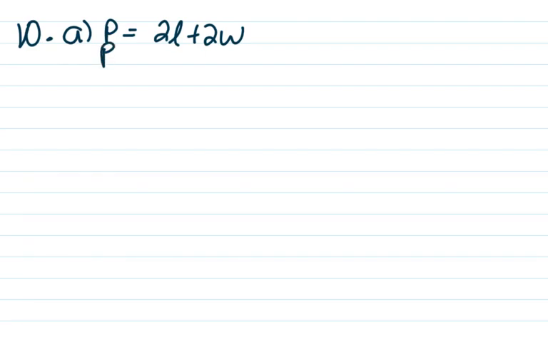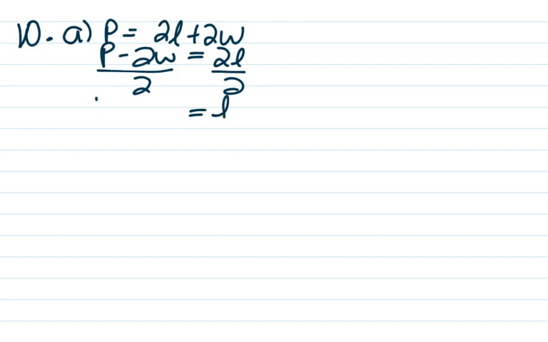Okay, number 10. Solve each equation for the variable indicated. So this means you just need to rearrange the equation so that the letter they tell you is by itself on one side of the equation. So for A, I have perimeter equals 2L plus 2W, and they want me to get L by itself. So I'm going to take away 2W from both sides. P minus 2W equals 2L, and then I'm going to divide both sides by 2. So I'll have P over 2 minus 2 over 2, which is 1W.